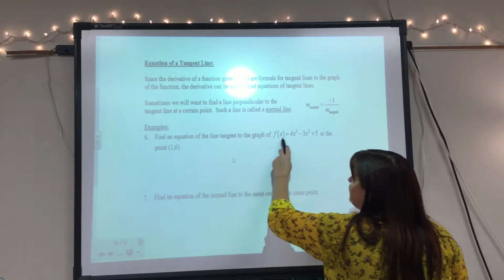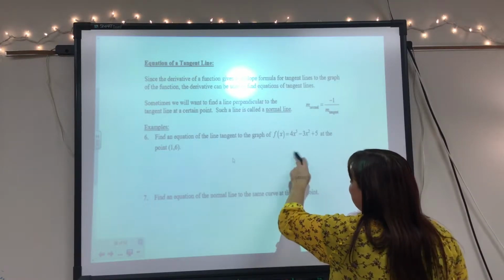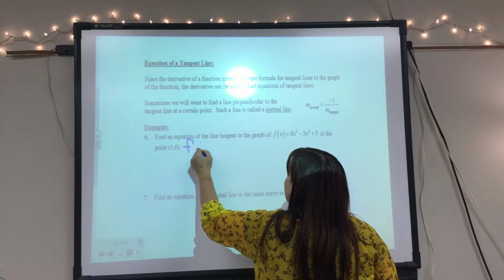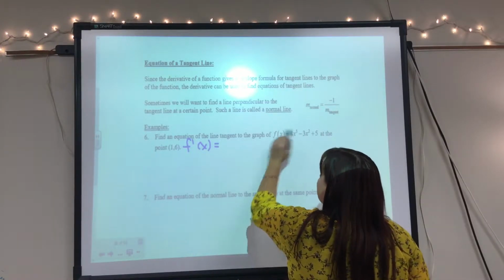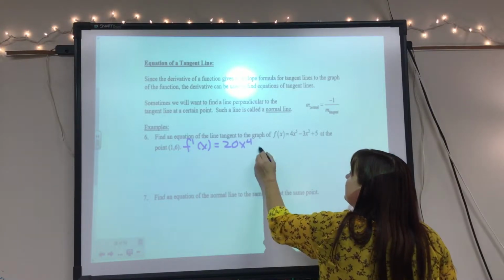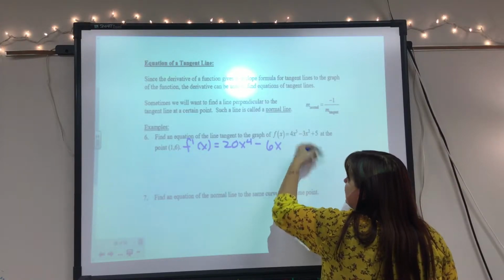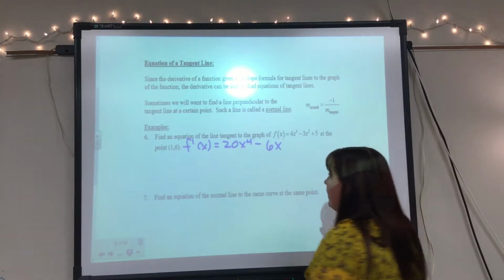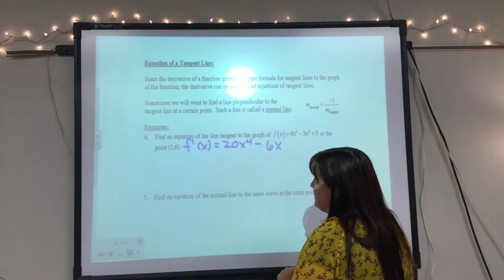So find the equation of the line tangent to this function, which is probably right in the glare, sorry, at 1, 6. So first we're going to find the derivative, because that's going to help us get the slope. So we bring our 5 down, we get 20x to the 4th. We bring our 2 down and we get 6x to the 1st, because 2 minus 1 is 1, and then plus 5, well, the derivative of a constant is 0. So I have this function, f prime of x equals that.